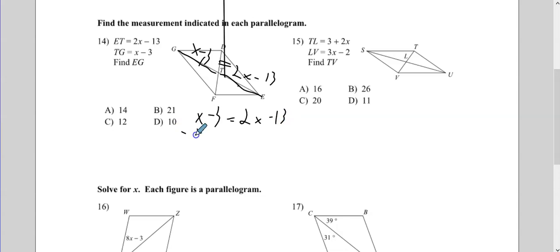So I'm going to subtract x. And that gives me negative 3 equals 2x minus x, which is x minus 13. And then when I add 13 to both sides, I get 10.